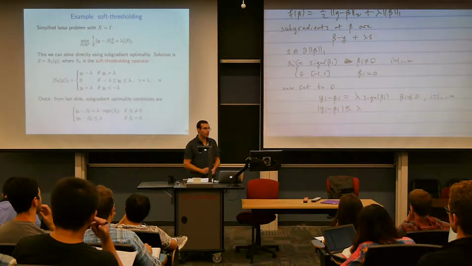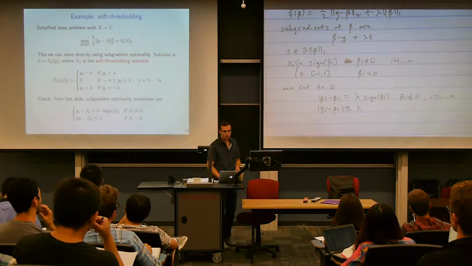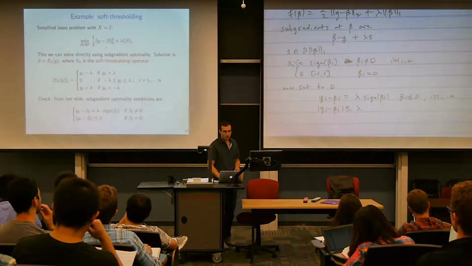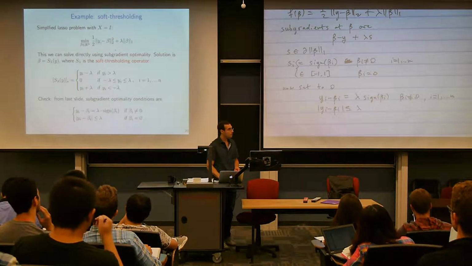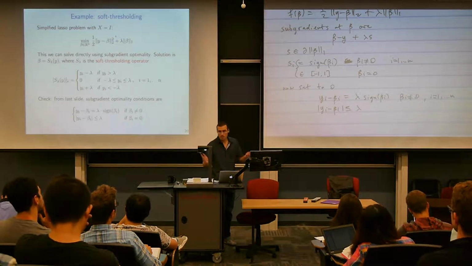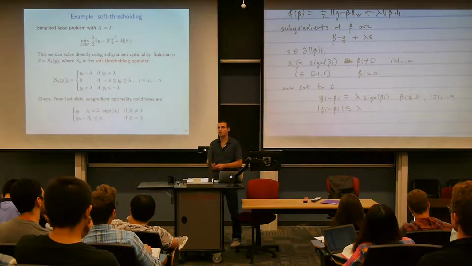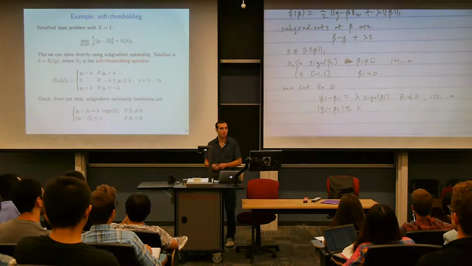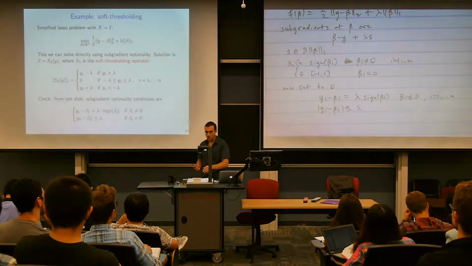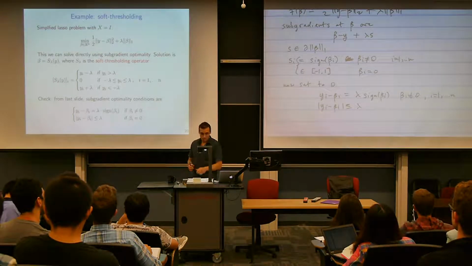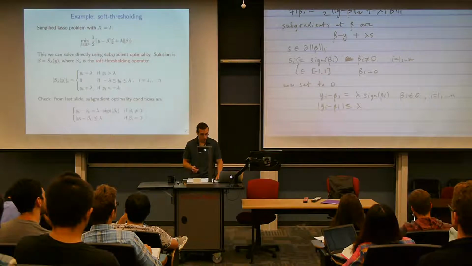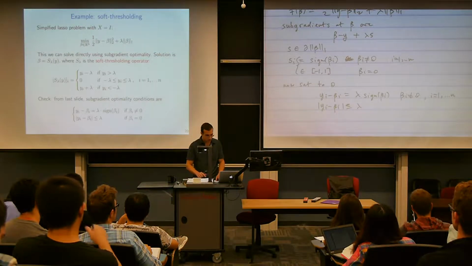Right, the problem is strictly convex. I have a quadratic term here. The Hessian, for example, of this quadratic term is just the identity. It's clearly strictly positive definite. Okay. So these are the conditions we're trying to fulfill, and if we fulfill these conditions, we get the unique solution.